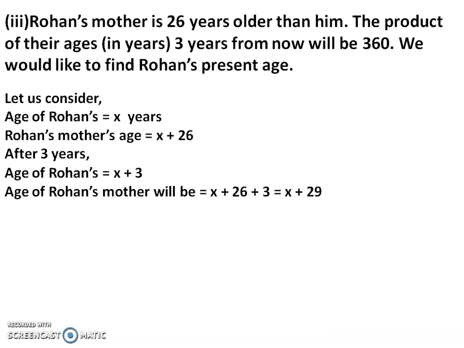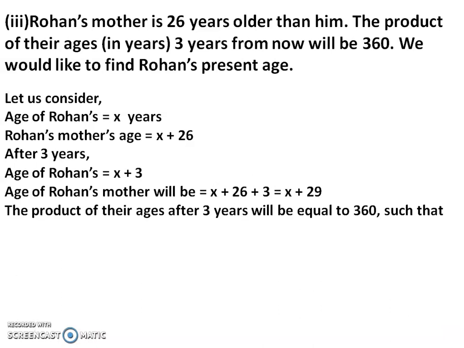Correct? Now, what is the relationship given? The product of their ages after 3 years will be equal to 360. What will you multiply? You will multiply (x plus 3) into (x plus 29) equal to 360. Students, don't stop here.